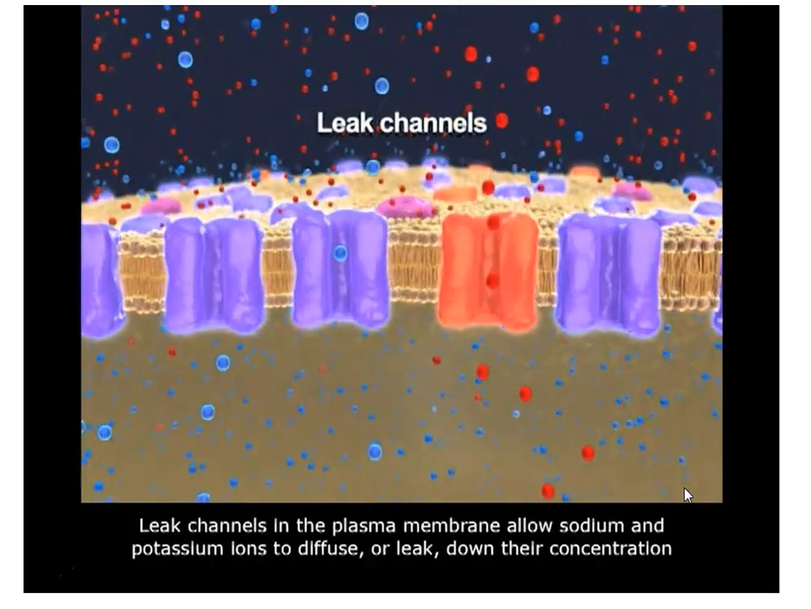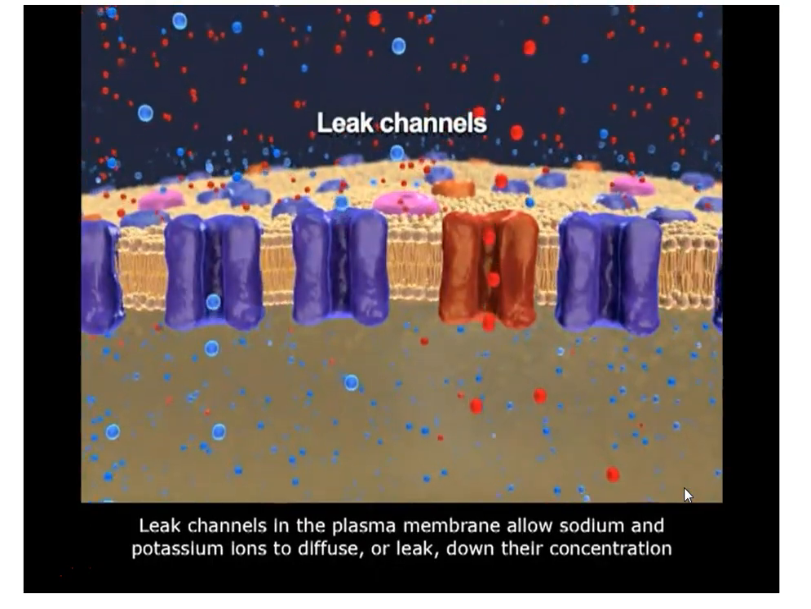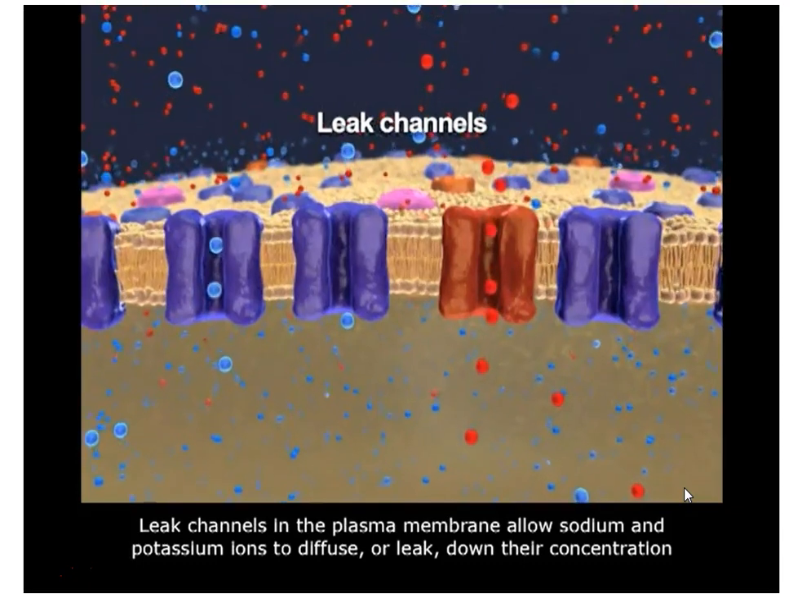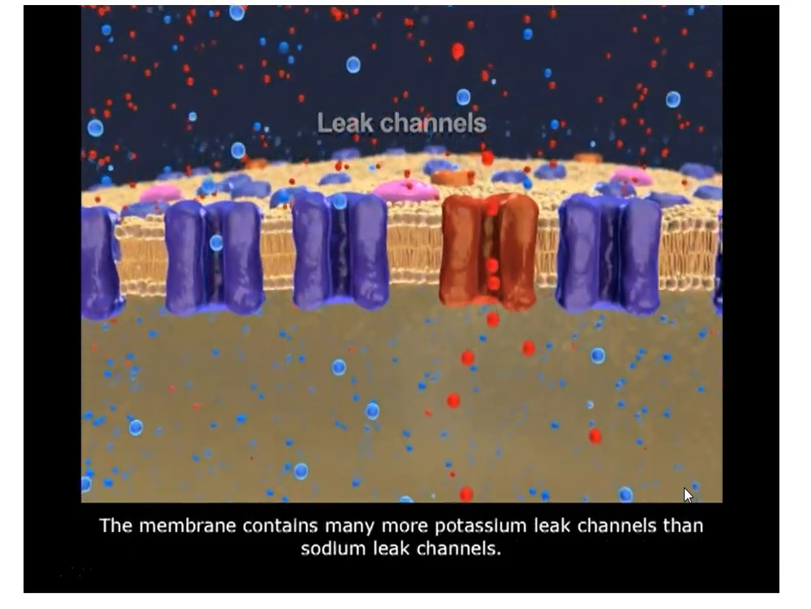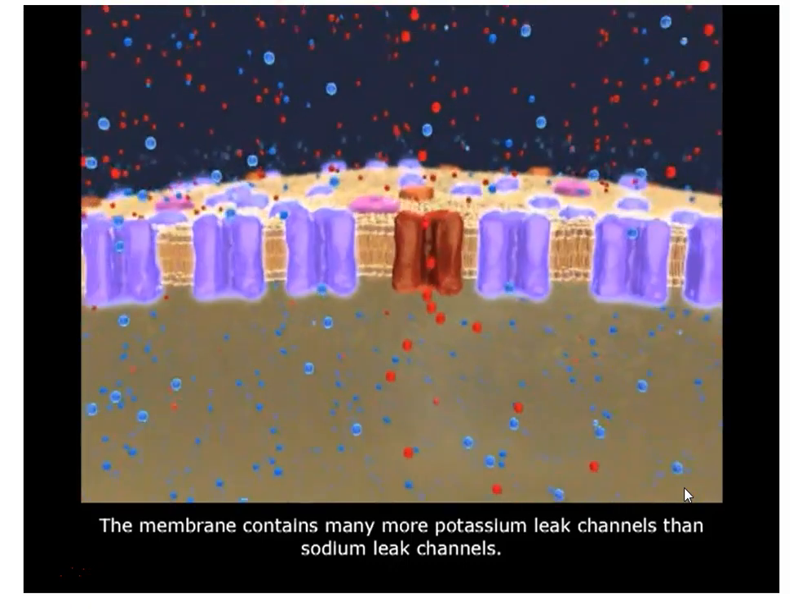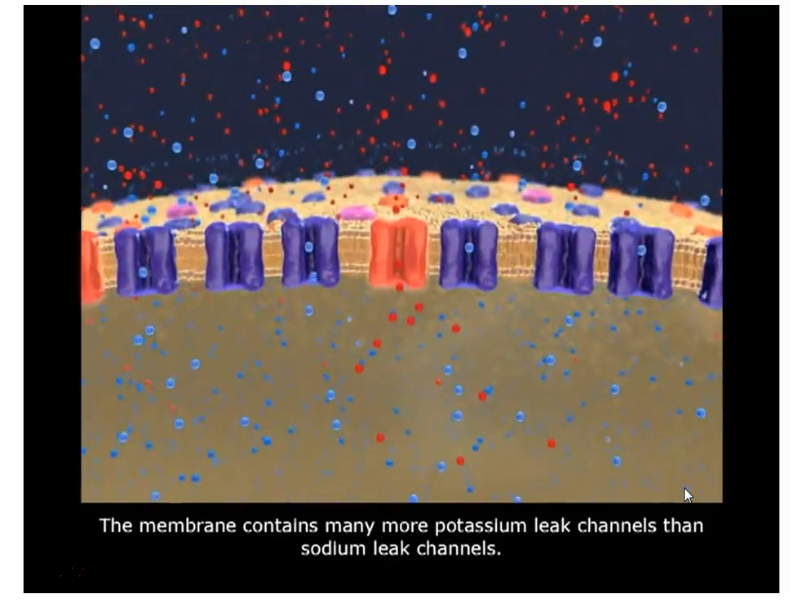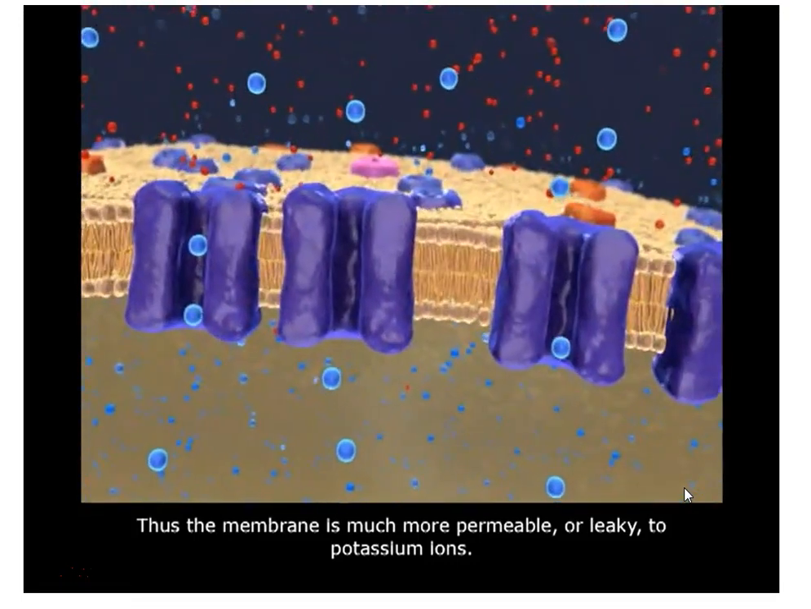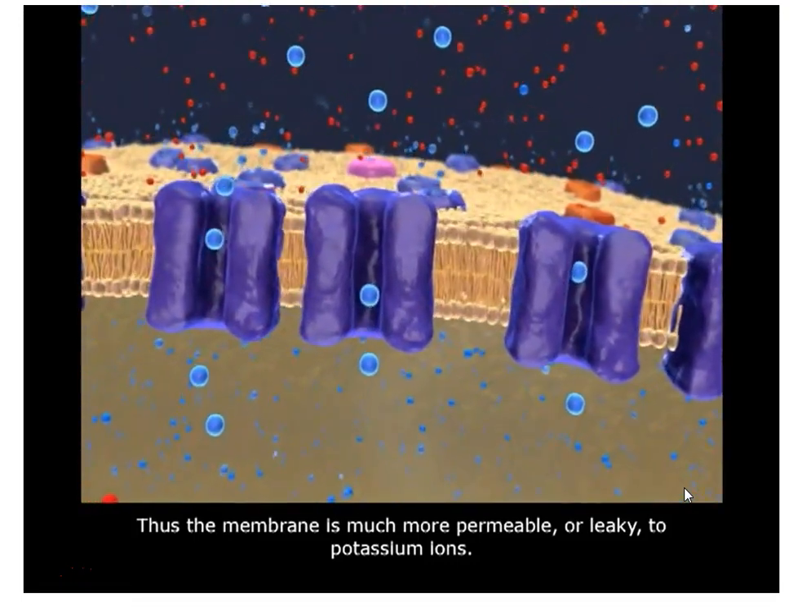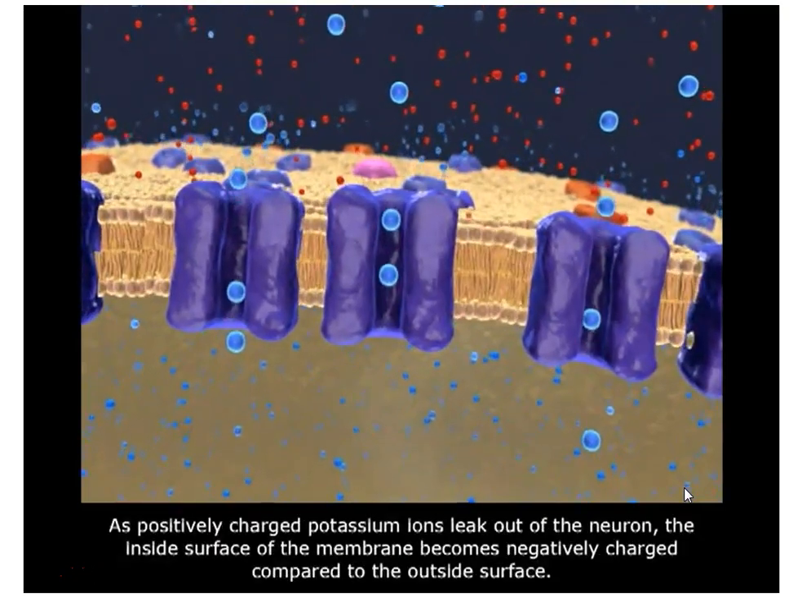Leak channels in the plasma membrane allow sodium and potassium ions to diffuse or leak down their concentration gradients. The membrane contains many more potassium leak channels than sodium leak channels. Thus, the membrane is much more permeable, or leaky, to potassium ions.